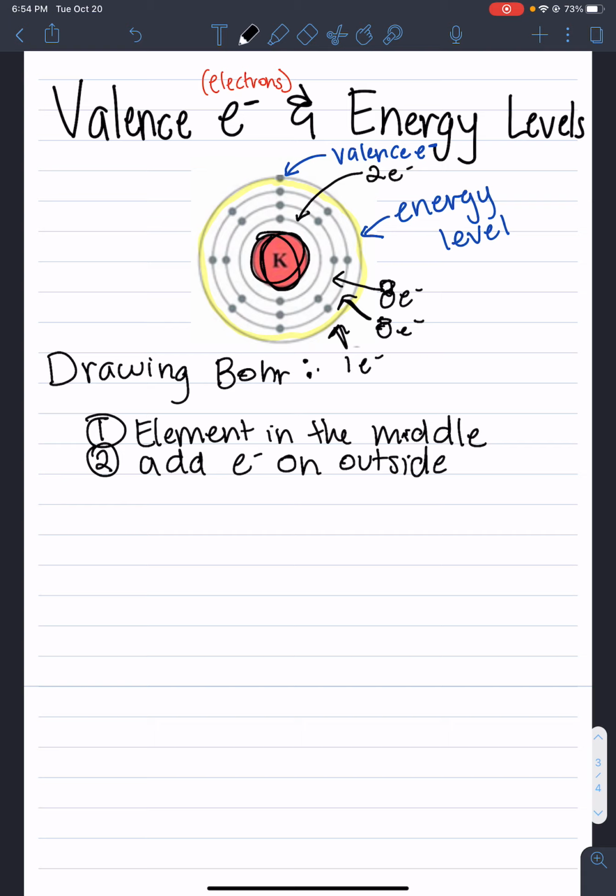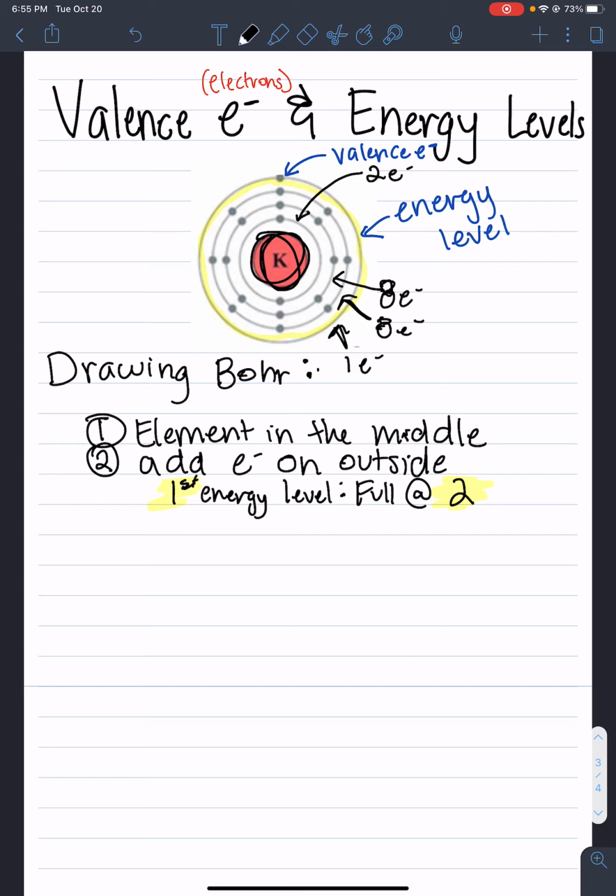So electron energy levels can become full when they reach a certain number of electrons. For that first energy level, or that first shell, it's going to become full after only 2 electrons are in it. So the first energy level is going to be full at 2. So that's really important to know. Our first one is going to be full at 2. Okay, so we can't add 3, we can't add 4 in there. It's going to be full when we hit 2.